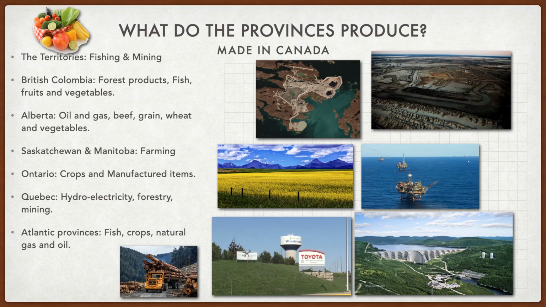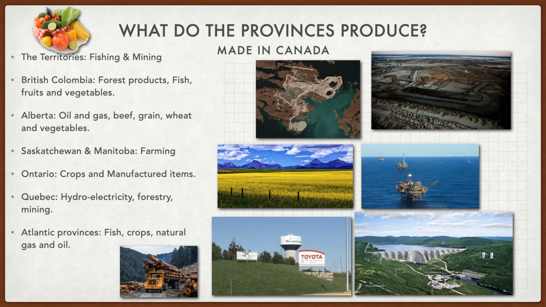They have beef and grain and wheat and vegetables, right? They grow a lot of food as well. And there's some opportunity for mining there as well. And in Saskatchewan and Manitoba, there's lots of farming, right? In Ontario, we have lots of farms around our area, but we also make a lot of manufactured goods, right? So in Woodstock, there's a Toyota plant. Around Toronto, there's a Ford plant, right? There's different ones in Oakville, right? So there's different things that Canada makes and produces.